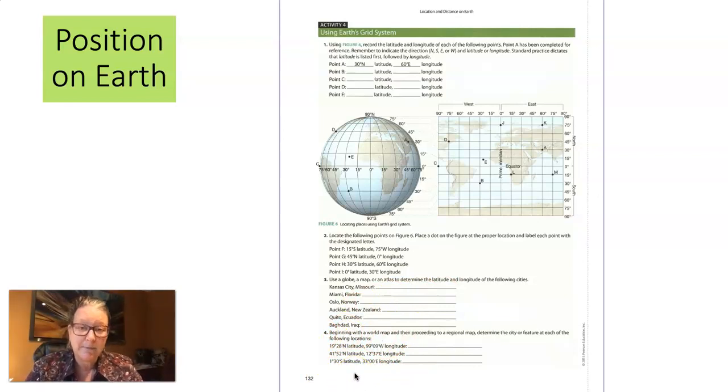You want to look on a map and figure out what feature is at this position. And don't put the Pacific Ocean, because that's not a feature. That's half the globe. Okay, so it's a particular feature like a city or a lake. You should be able to find something that's pretty close to those positions and write it there.